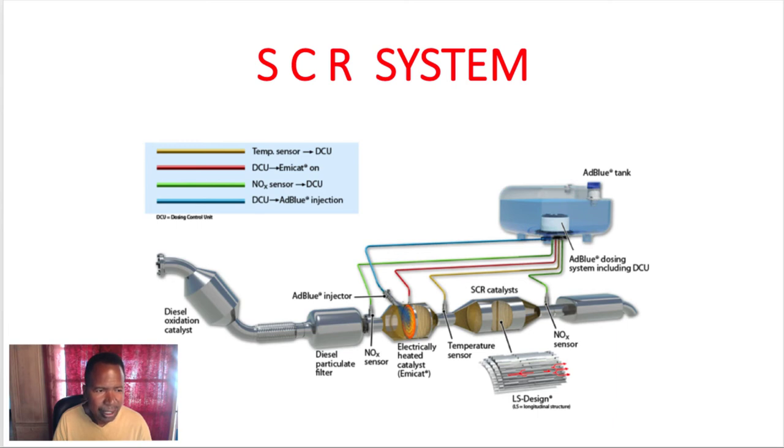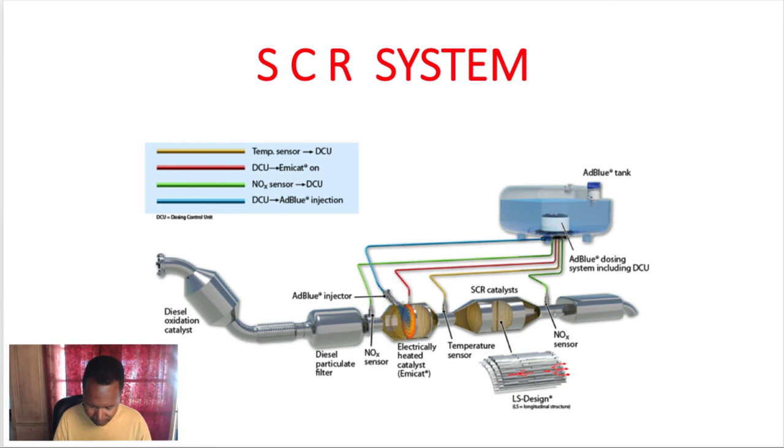Alright, you see it actually has two NOx sensors inside the system, on the exhaust. One here and one here. So its main job is to reduce NOx. It's called a selective catalytic reduction, SCR, and its main job is to reduce NOx.